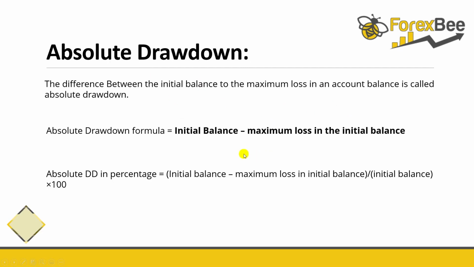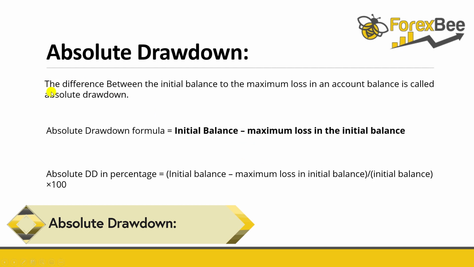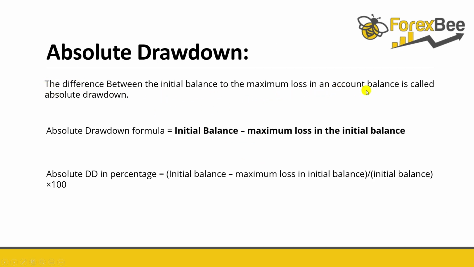The next type is the absolute drawdown. The absolute drawdown is the difference between the initial value to maximum loss in an account balance. The formula for absolute drawdown is initial balance minus maximum loss in the initial balance.